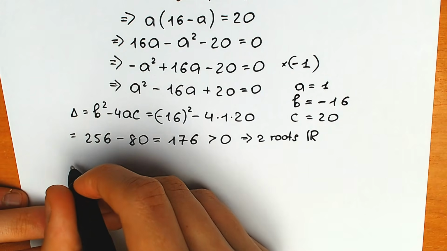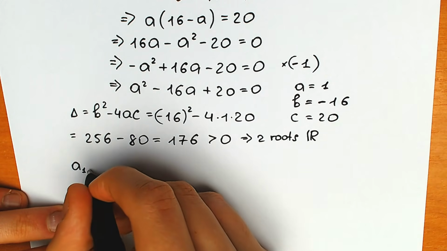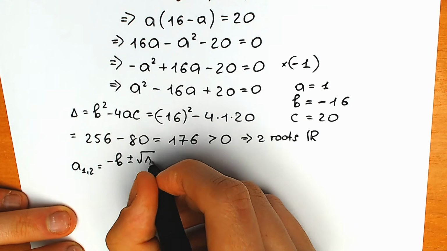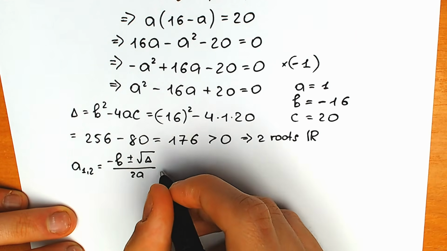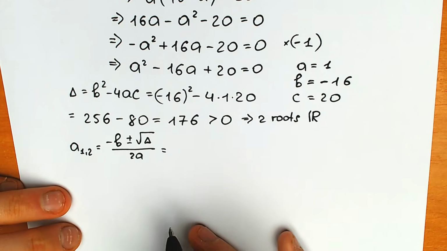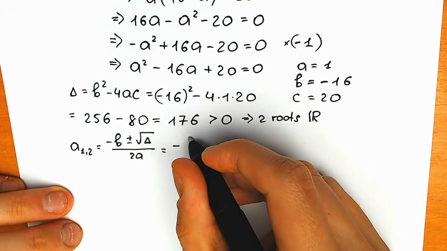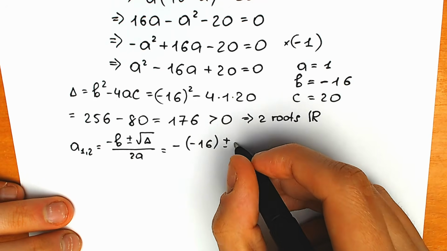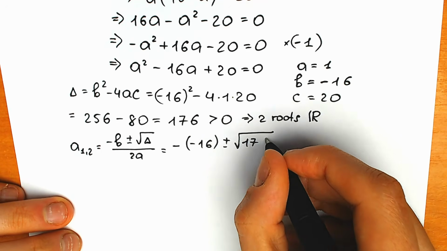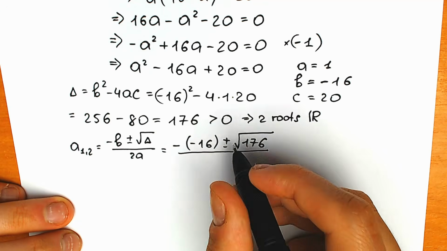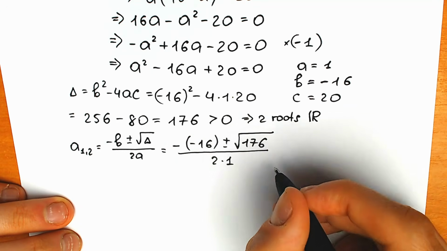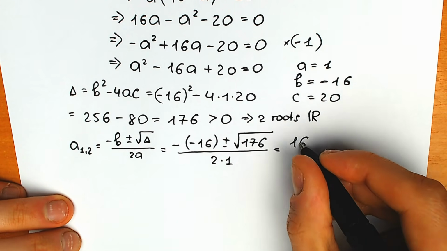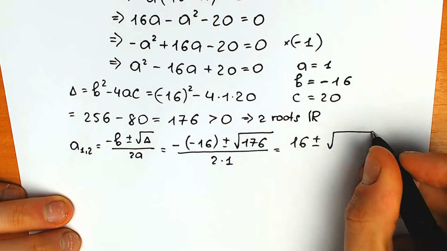So right now let's solve for these roots, a first and a second. So minus b, this is the classic formula, plus minus the square root of the discriminant, all over 2a. Okay, so minus b is minus minus 16, plus minus the square root of the discriminant, square root of 176, and all over 2 times 1. Okay, so let's simplify it. So minus minus 16 equals 16, so 16 plus minus the square root of 176.